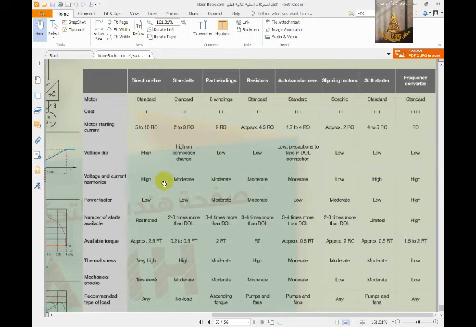Okay, voltage and current harmonics, we will find a choke here. For direct online it's very high, because it has a very high starting current, so it has a lot of harmonics. Star delta is moderate, part winding is moderate, resistor is moderate, auto transform is moderate. Slip ring motor is low, but it's a special case, as we said. Soft starter is high, and frequency converter is high.